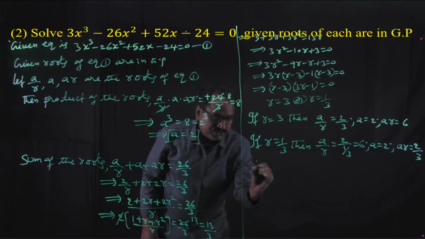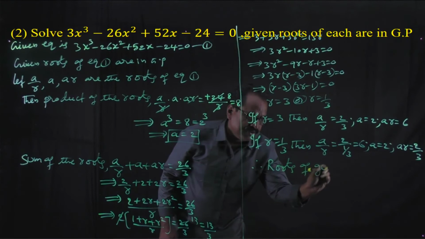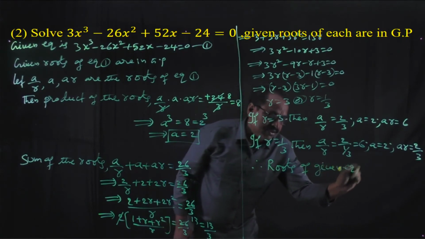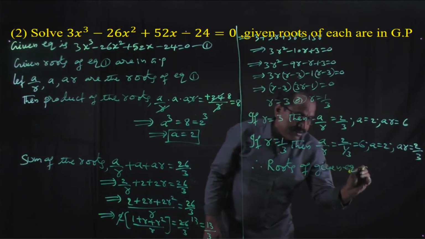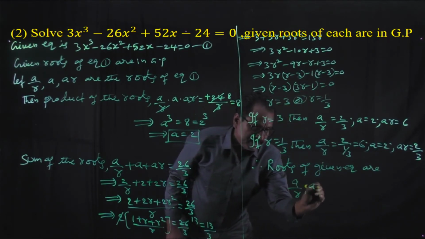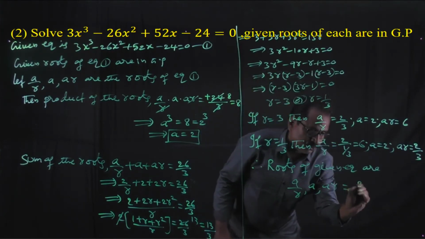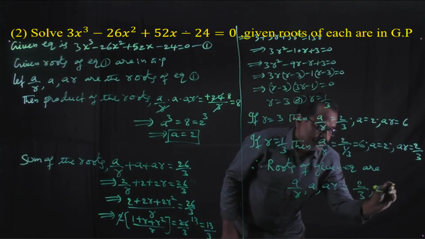Therefore, the roots of the given equation are a by r comma a comma ar, that is equal to 2 by 3 comma 2 comma 6.